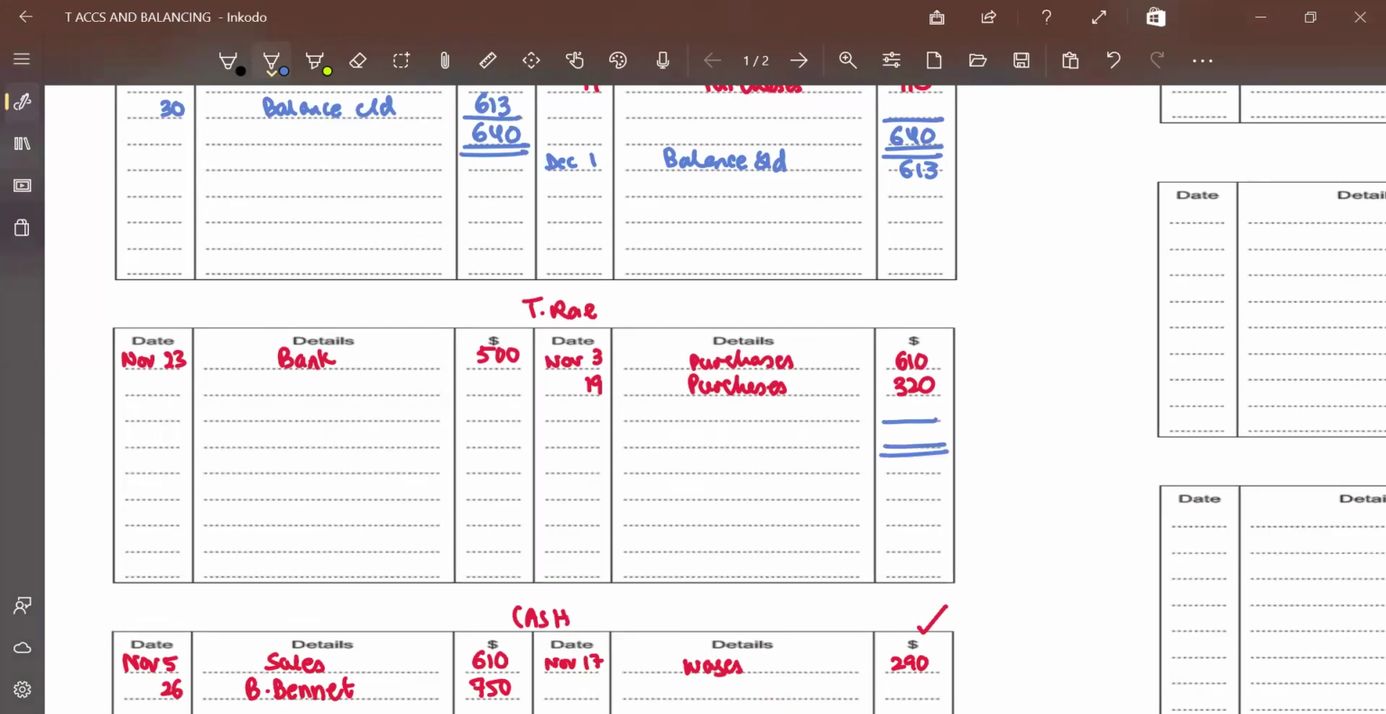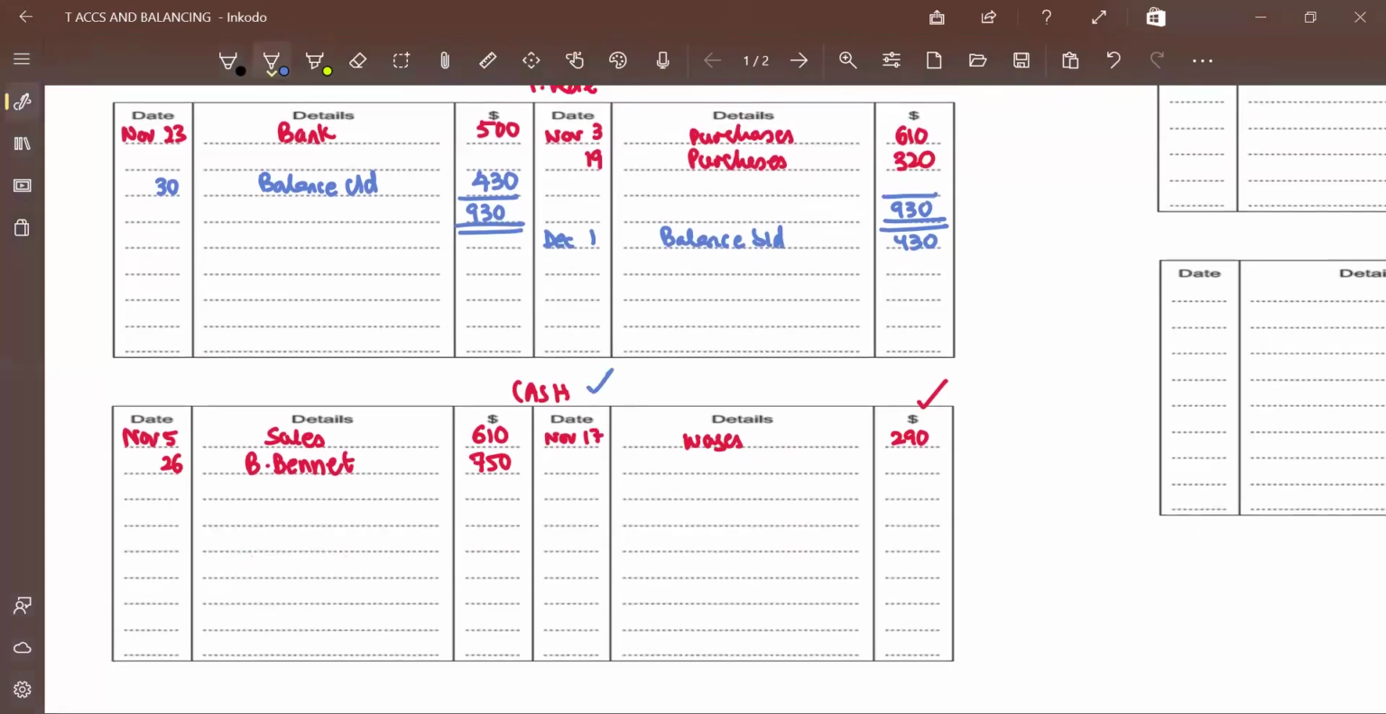Then we talk about T-Ray. Let's total this also, sir. Which side is the heavier side? By looking at it, I think the credit side is heavier. This is 930 and 930. The difference is balance carried down. It's on the 30th of November. The amount is the difference between the two sides. Sorry, that's going to be 430, 930 minus 500, and this has to be carried down to the first day of the next month. That's balance brought down, and the amount is 430.